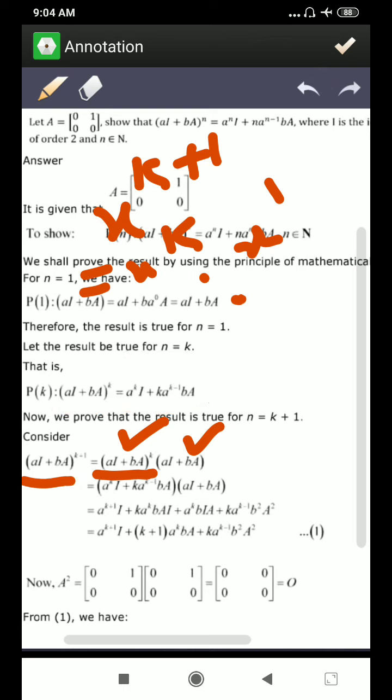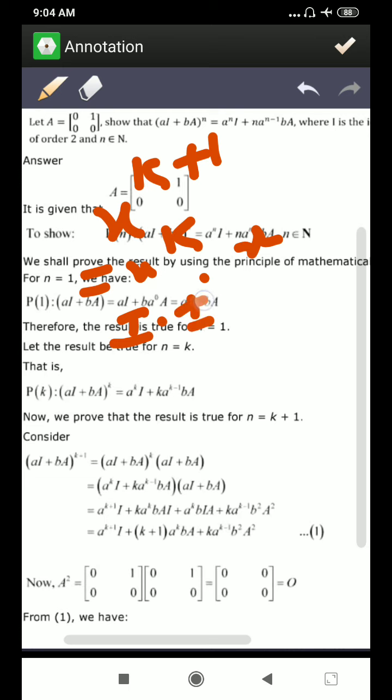Now just open the bracket, multiply the corresponding terms. So a raised to power k into I is multiplied with A I. It will be a raised to power k plus 1. I into I is I only. I've used this property. You can note it down separately. I into I is I only. Because this is multiplied by this, you will get a raised to power k into a. You see how I have written this step. I will mark it.